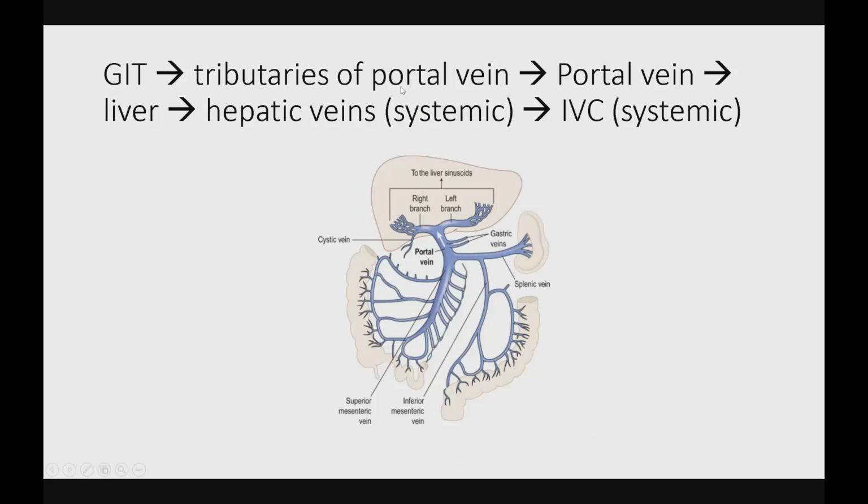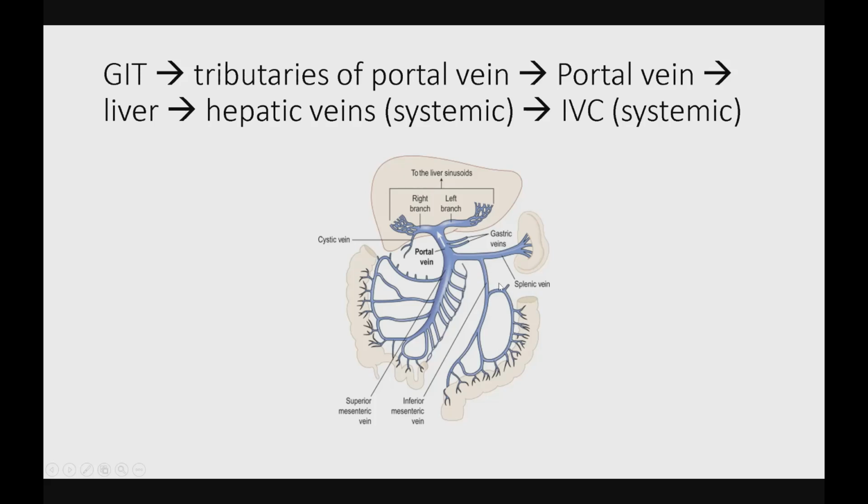So this is a bit of a flow chart of where the blood actually goes. So from the GIT, it flows into the tributaries of the portal vein. So you can see here, and then into the portal vein itself, and then into the liver. And once the liver has done its metabolism and all that jazz, it essentially returns back into the hepatic veins, which are systemic veins, and then will drain back into the IVC.